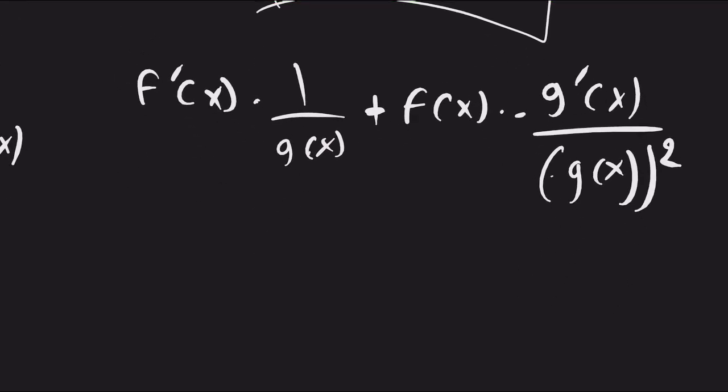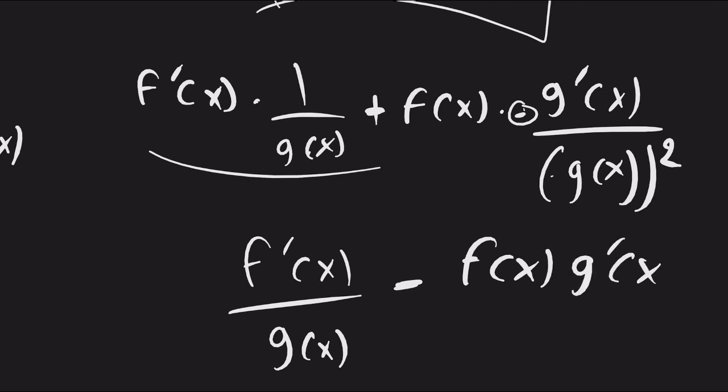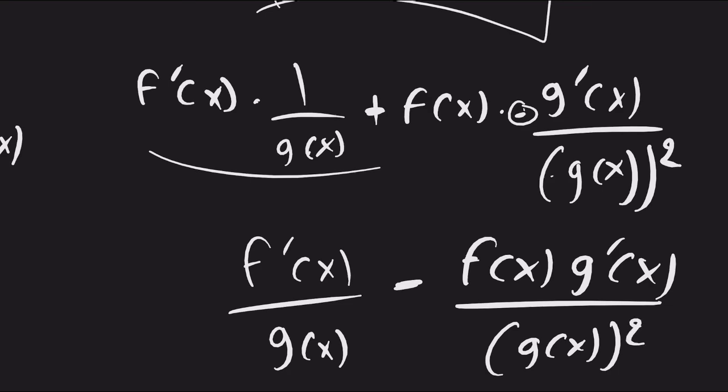So now all we have to do really is some simplification. We rewrite the left-hand side like this, f prime of x over g of x. Then to that, we're going to subtract, actually, because we have a negative here. We're going to subtract f of x times g prime of x divided by g of x squared.